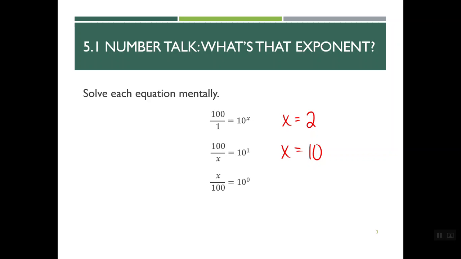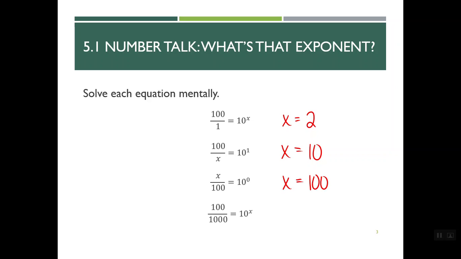The third one is what over 100 will equal 10 to the 0 power? Yesterday we learned that anything to the 0 power is 1. We know that in order for a fraction to be equal to 1, the top has to equal the bottom. So in this case, x would be 100. 100 over 100 would be 1, which would be 10 to the 0 power.